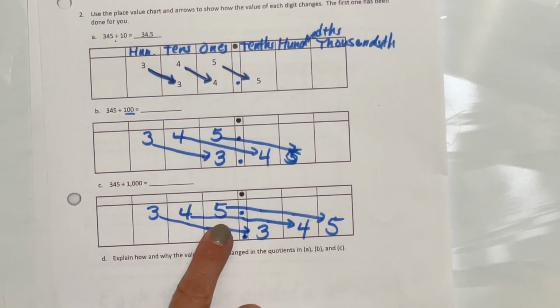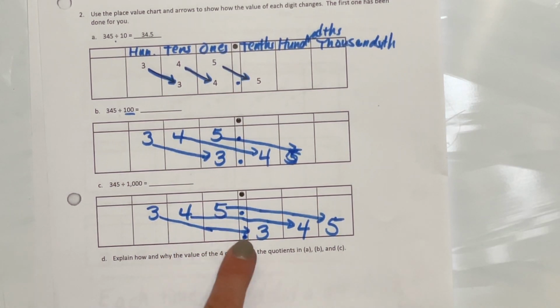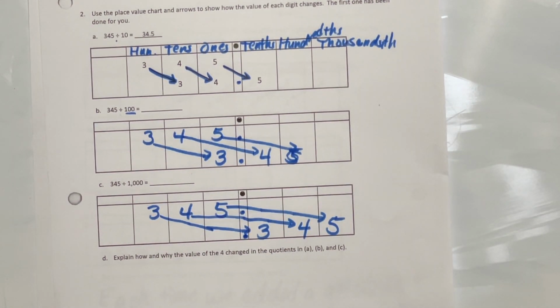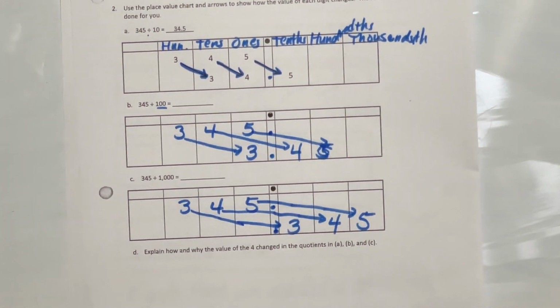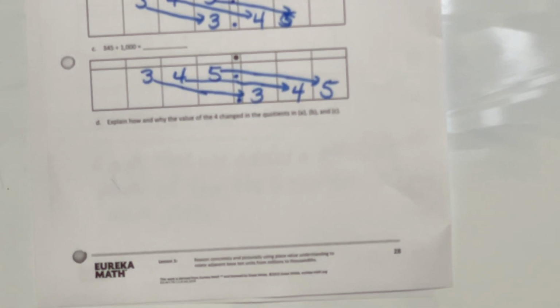So you can see the difference here. 345 is a whole number. This now is 345 thousandths. So it's a much different number. So take a look here at the pattern. Now the pattern this time is because it's dividing, the number is getting smaller.